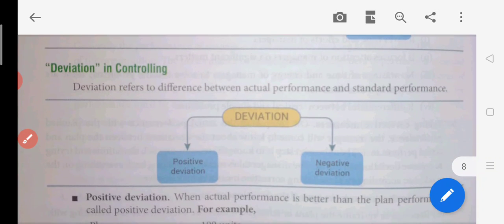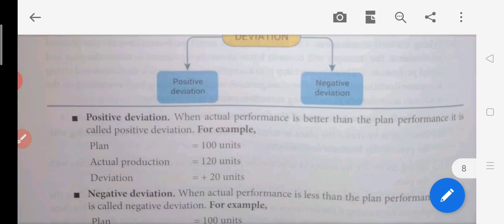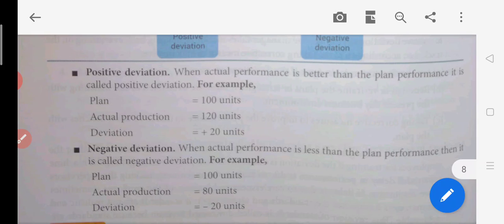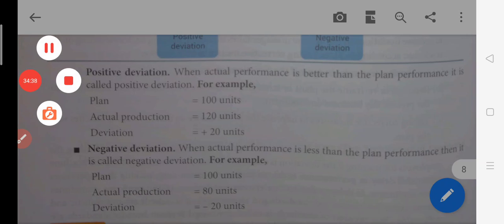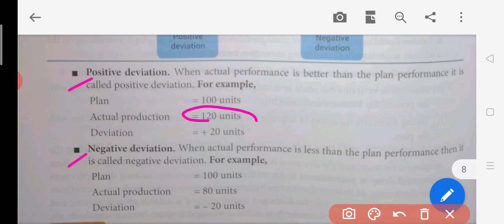Okay, now deviation in controlling. I already discussed this. There are two types of deviation. This is the last part here. There are positive deviation and negative deviation. Positive means your actual production or actual performance is better than the set plans. So this is positive. They will find out the reason why this positive deviation has happened, and after that they are going to change their set standards. They are going to raise the bar or raise the standard.